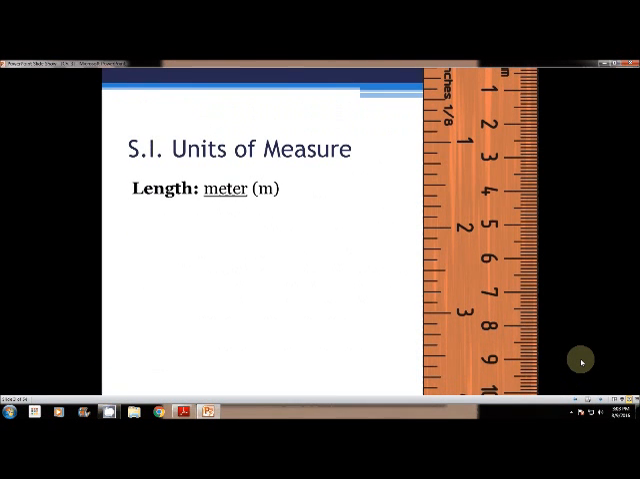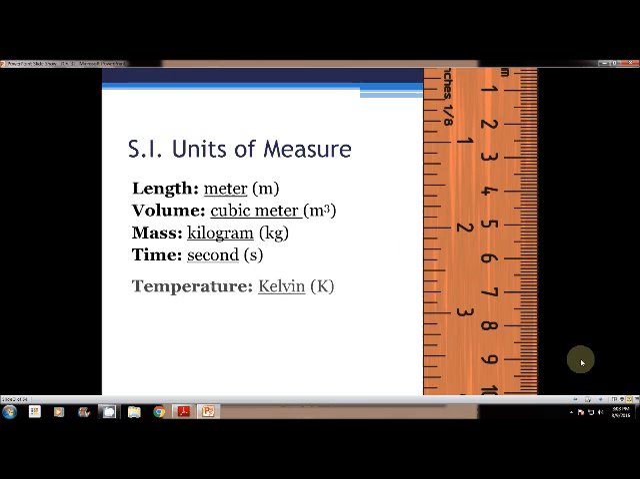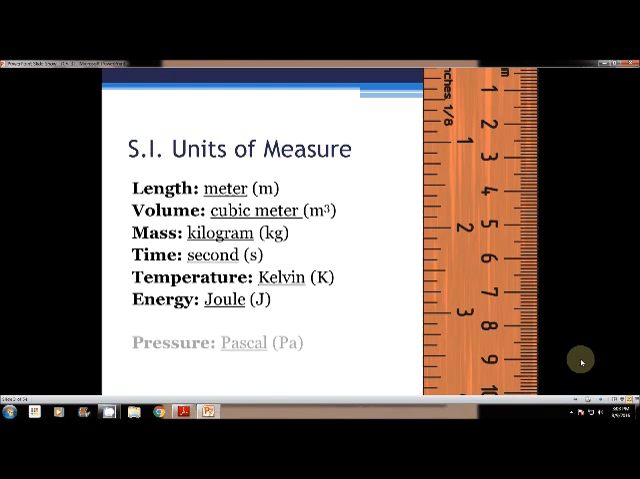So we have some SI units for different things. For example, length is in meters. The SI unit is meter. Volume is cubic meter. Mass is kilogram. Time is second. Temperature is Kelvin, which we haven't gotten to yet, but we're getting to it this chapter. Energy is J for joule. That's coming up later on. And pressure is a Pascal, and that will also come up later.